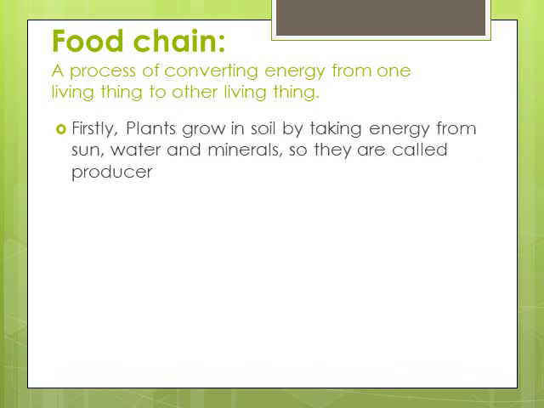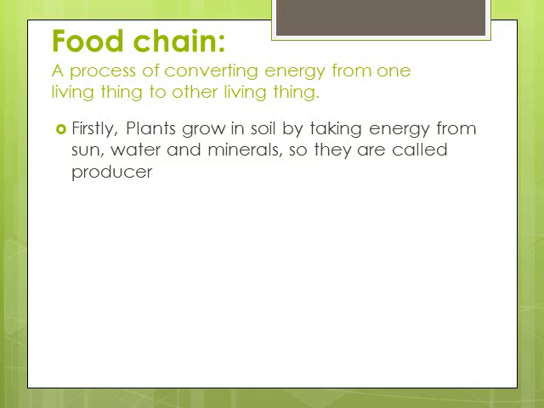Now, the first step of the food chain consists of plants. Plants grow in soil by taking energy from the sun, water and minerals. So they are called producers. First of all, the plant takes energy from the sun and then it makes its food by using the energy of the sun, water and minerals.